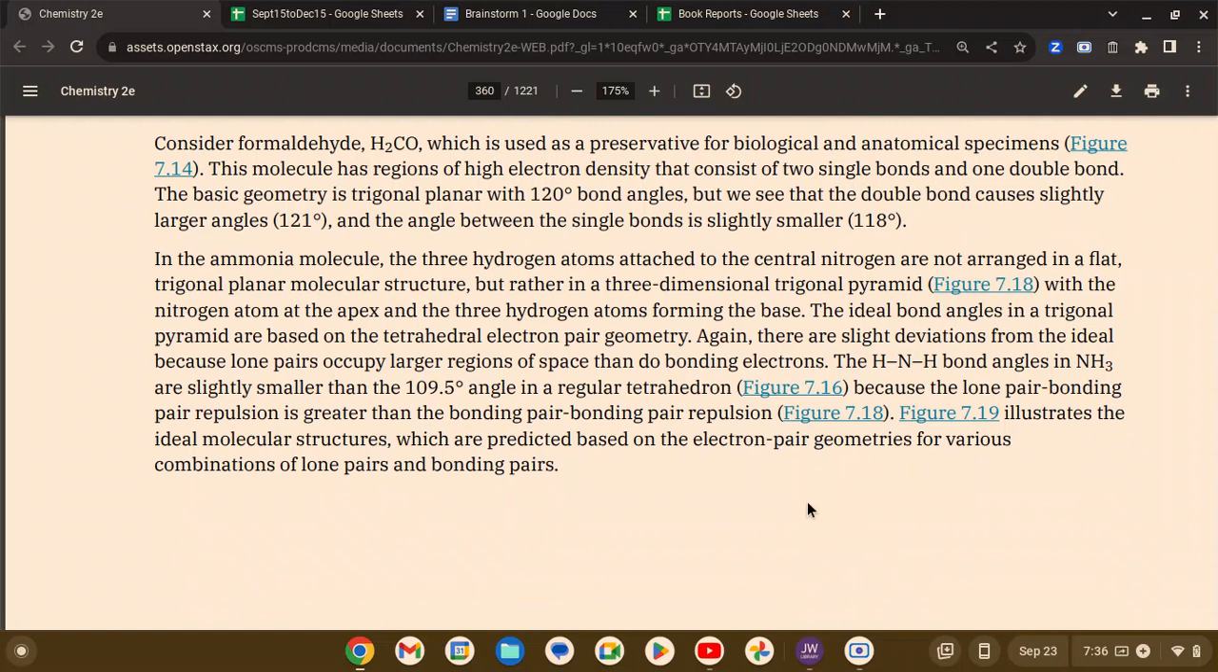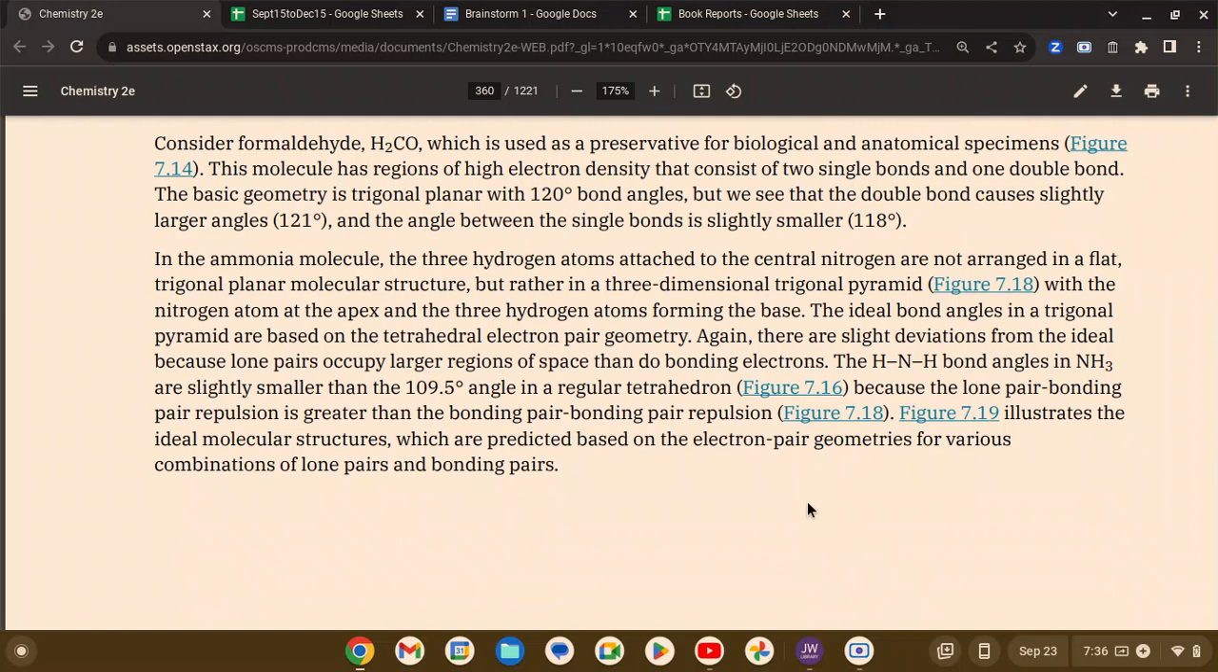This molecule has regions of high electron density that consist of 2 single bonds and 1 double bond. The basic geometry is trigonal planar with 120-degree bond angles, but we see that the double bond causes slightly larger angles, and the angle between the single bonds is slightly smaller.